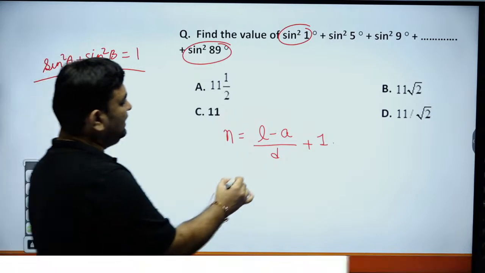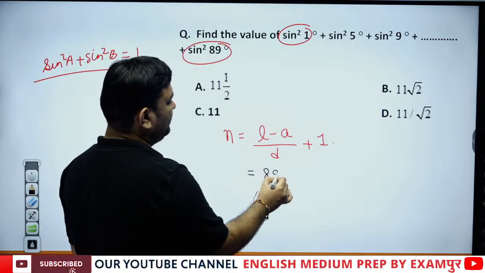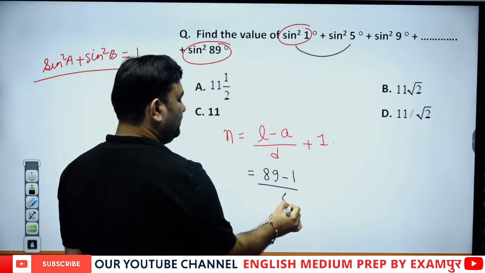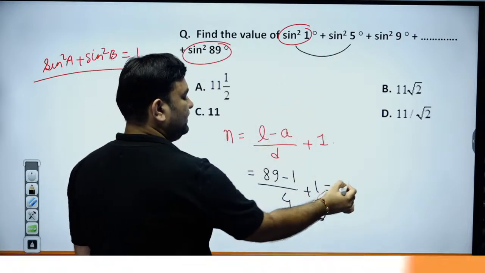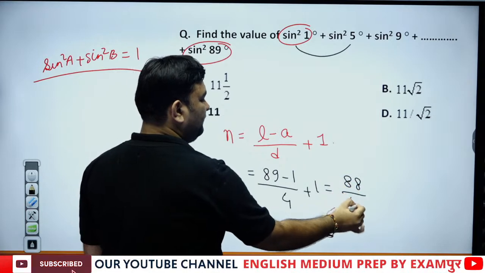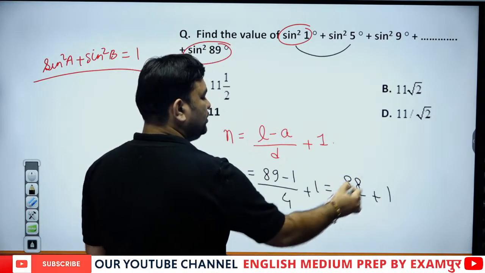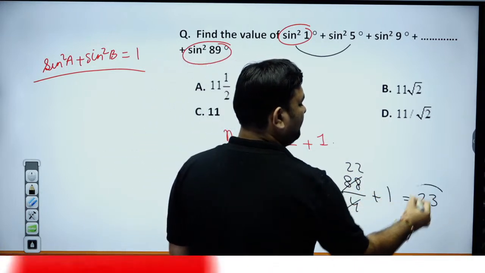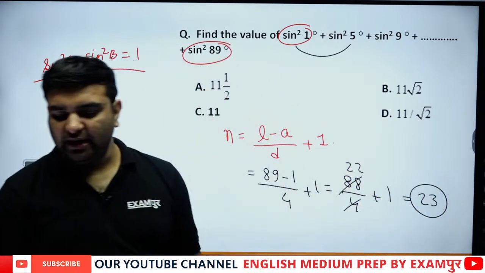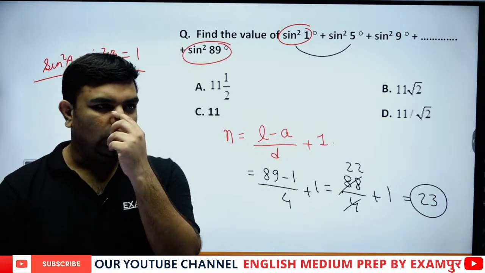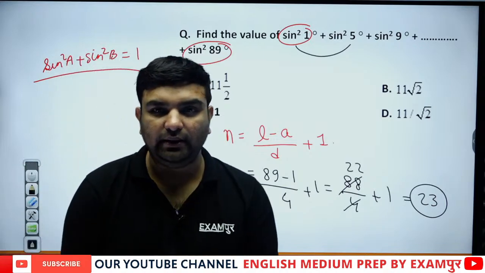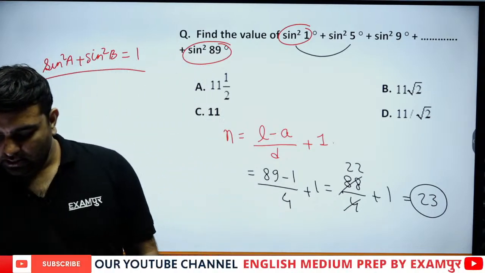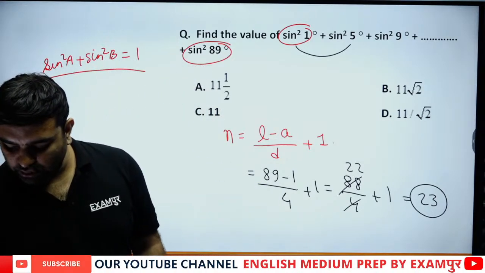What is the last? 89. What is the first? 1. What is the common difference? The common difference is 4, plus 1. 88 by 4 plus 1. So the number of terms is 23. How many total terms are there, guys? 23. Clear?